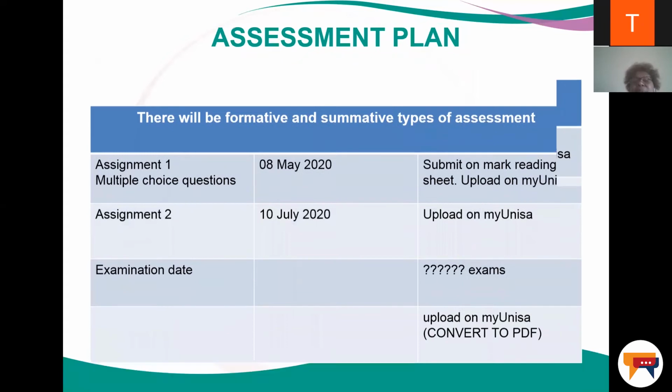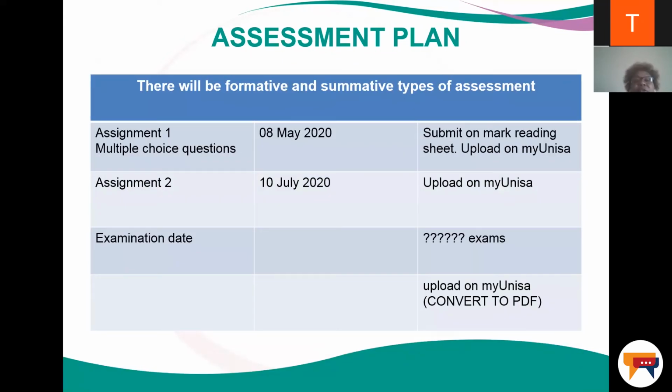There is an assessment plan. Assessment 1 you have already submitted, which was due on the 8th of May 2020. Assessment 2 is due on the 10th of July 2020. You also upload it on myUNISA. Examination date, I can't give it now. We'll wait for UNISA because of the situation we find ourselves in. So that will be communicated to you through myUNISA. Please check myUNISA at all times. And if possible, I will also upload it as an announcement on myUNISA.